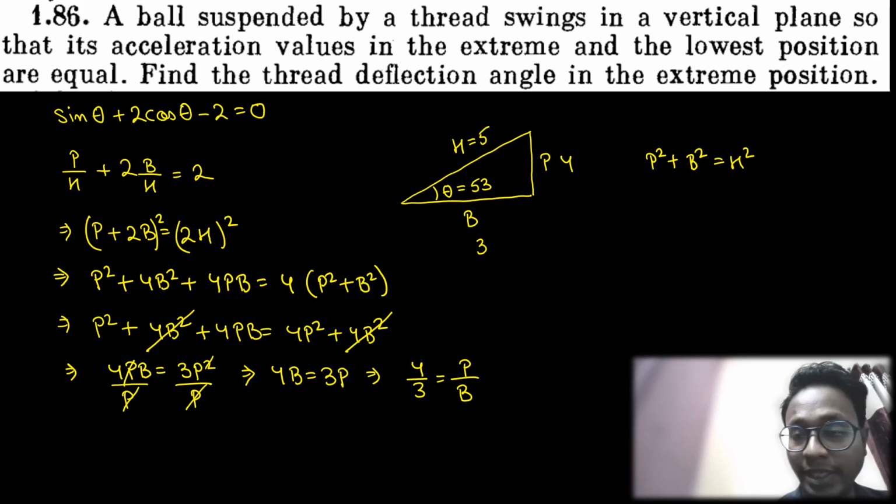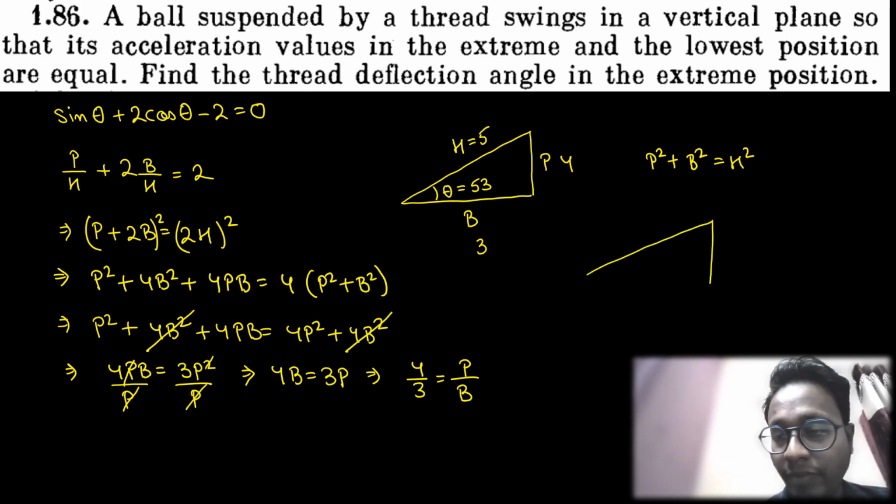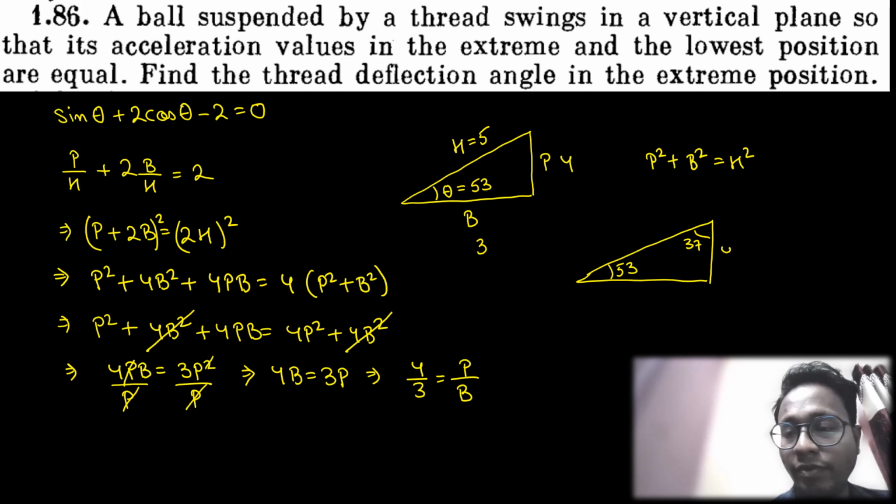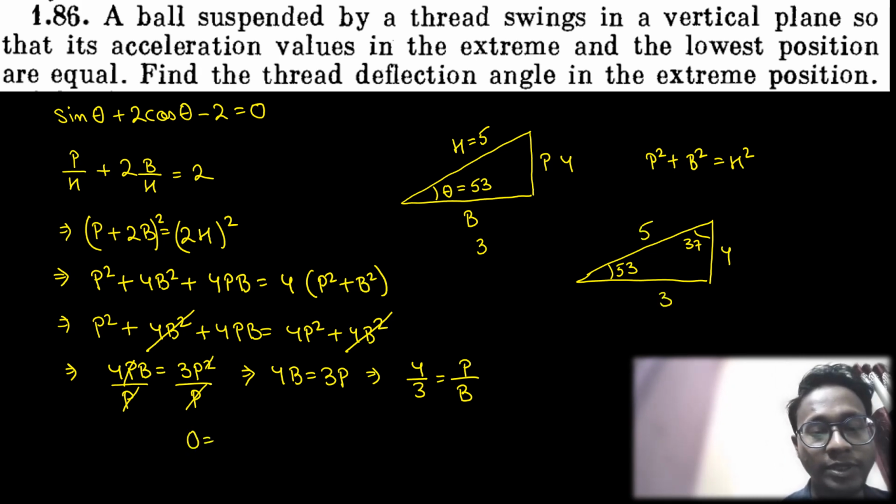You have learned that in basic trigonometric classes. 53 degree, 37 degree. Okay, 4, 3, 5. So out here the value of theta is equal to 53. Value of theta is equal to 53 out here.